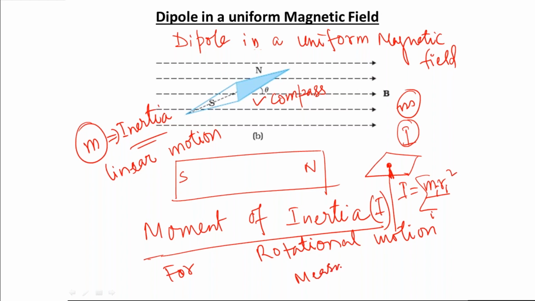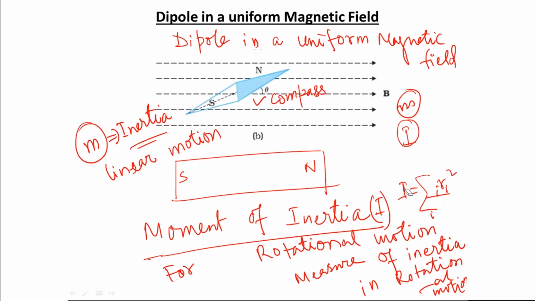That is called, mathematically, moment of inertia, and this is the measure of inertia in rotational motion. So in linear motion, mass is the inertia, but in the case of rotational motion, moment of inertia I is the inertia.